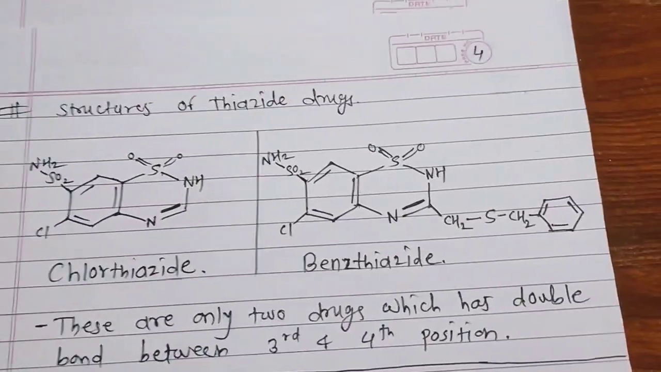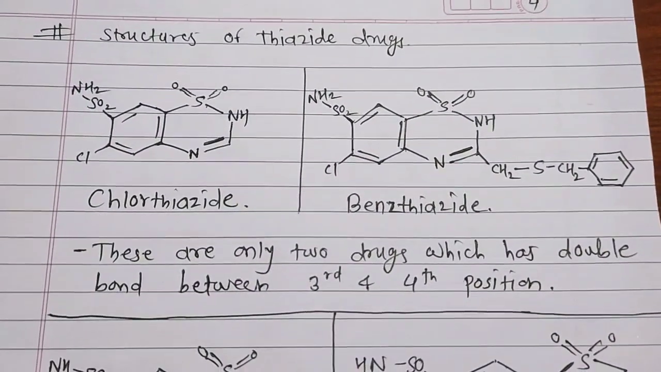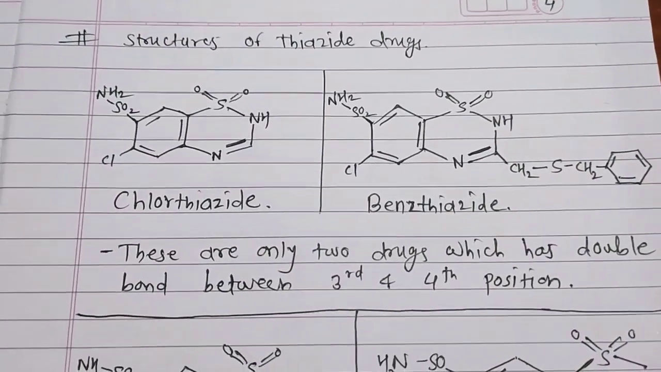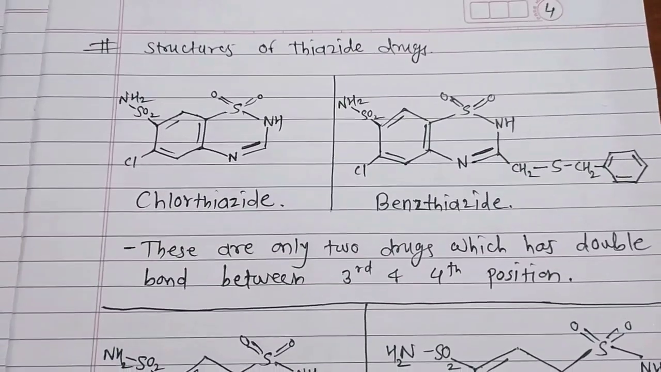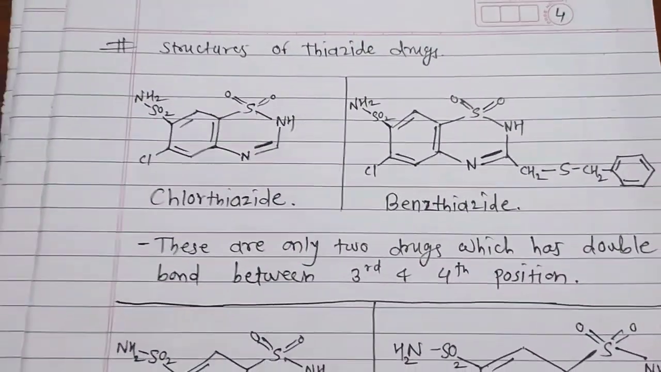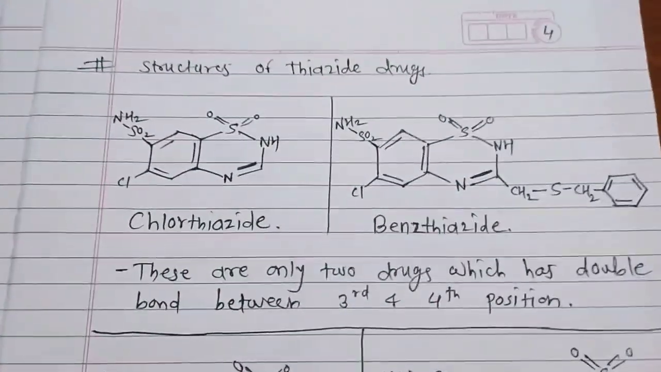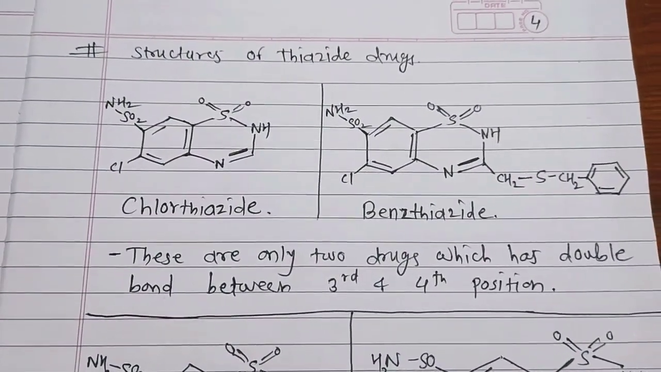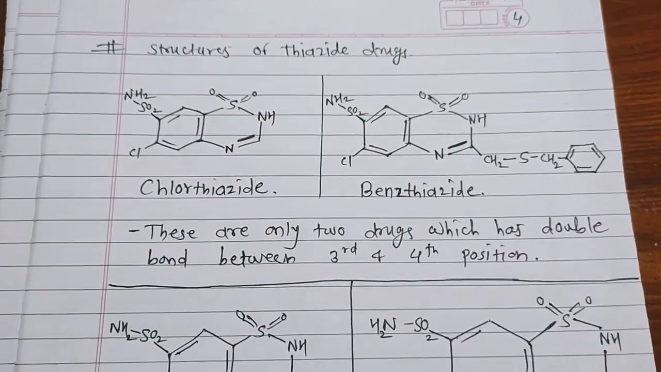And if we remember, in chlorothiazide and benzthiazide, there is a presence of the double bond between the third and fourth position. That simply indicates that these drugs are less potent as compared to the others. So there are only two drugs which have a double bond between the third and fourth position. These are chlorothiazide and benzthiazide.